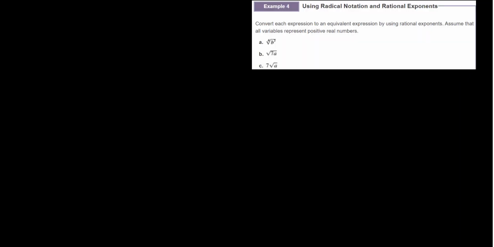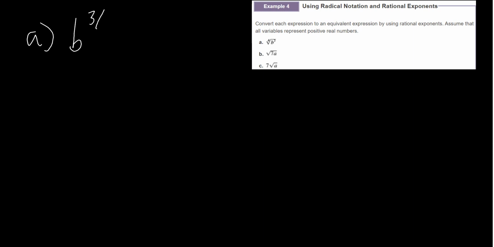All right, so example 4. Convert each expression to an equivalent expression by using rational exponents. Assume all variables represent positive real numbers. So now we're going to be going the opposite way, from radicals to exponents. So I see that for A, I have a 4th root. So the denominator of my rational exponent is going to be a 4. So it's going to be b raised to the 3/4.